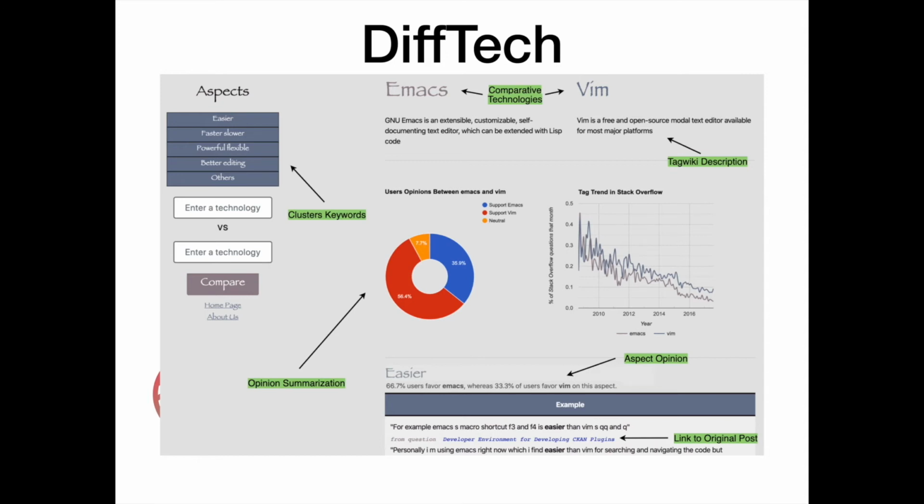Those are two popular text editors for developers. We can see that 56 percent of users support using Vim, while 35 percent prefer Emacs. And we summarized 5 aspects to compare them. For more details, you can scroll down to view all the comparative sentences of the two editors.